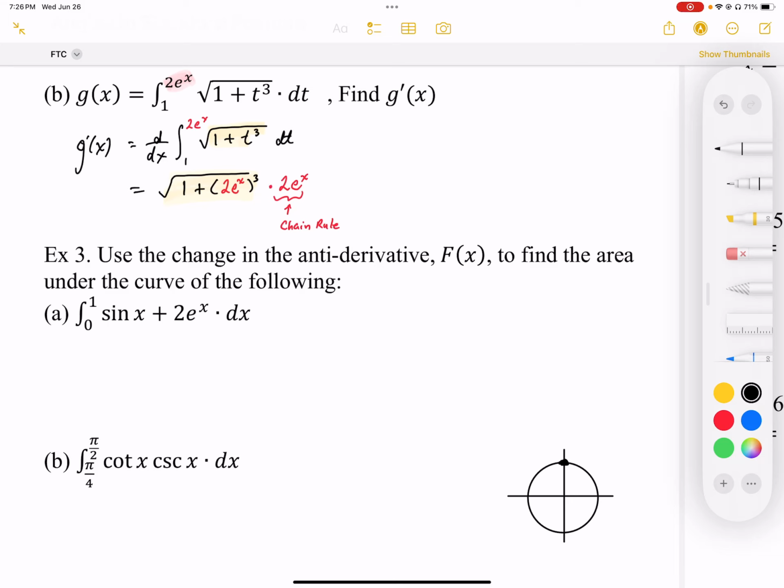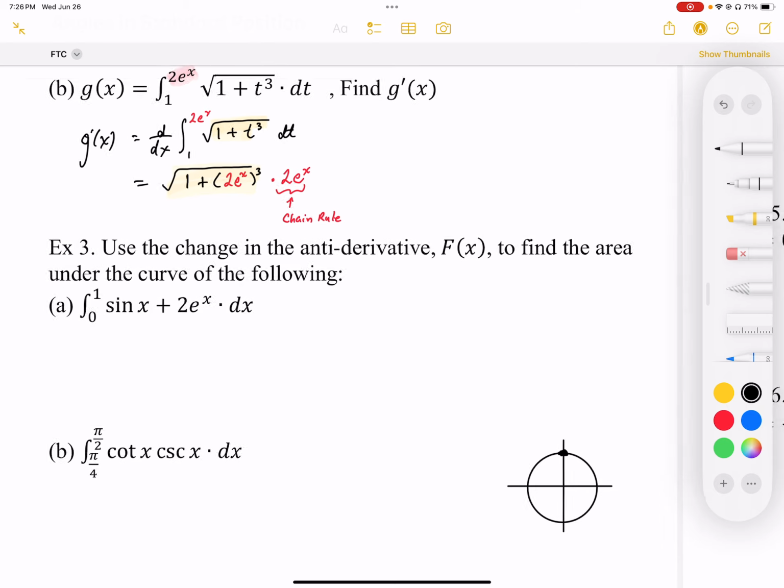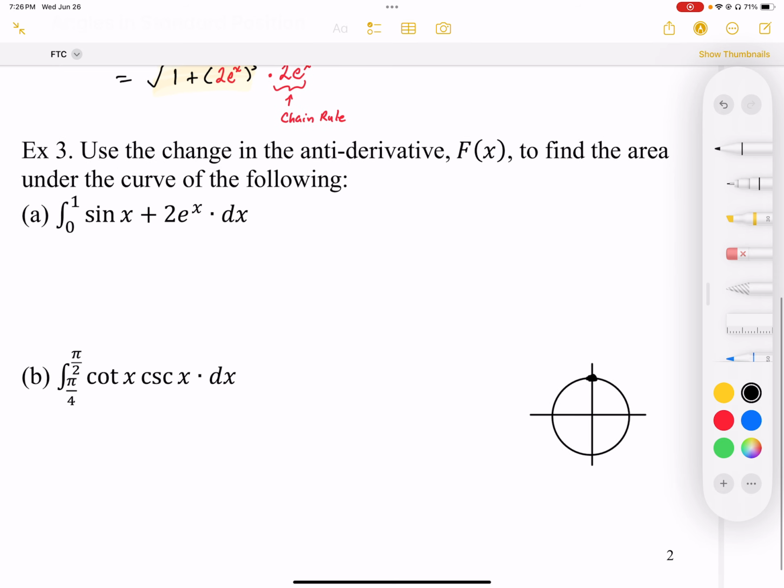In example 2, we were using part 1 of the fundamental theorem of calculus, where the integral and the derivative undo each other. For example 3, we're going to use part 2, where the area underneath the curve, or the definite integral, is going to be the same as the displacement, or the difference in the antiderivative function from the beginning, the lower bound, to the upper bound.